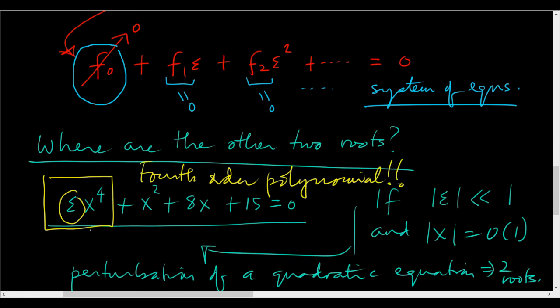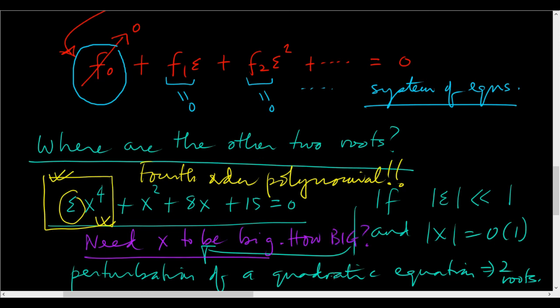And so it is only when this term is felt in the equation, when it has weight, that we will sense the other roots. How will this have weight? How will this term become a player in the equation? If epsilon is small, the solution is that x has to be big. Okay, so we will need x to be big. How big? Well, if x is big, then this term is bigger than this one and this one.